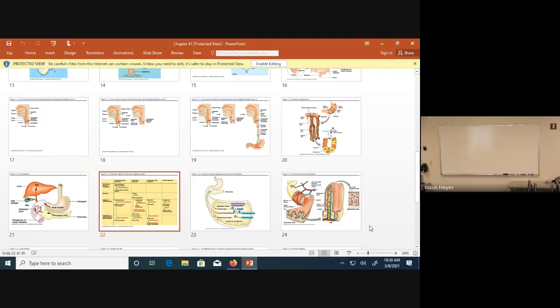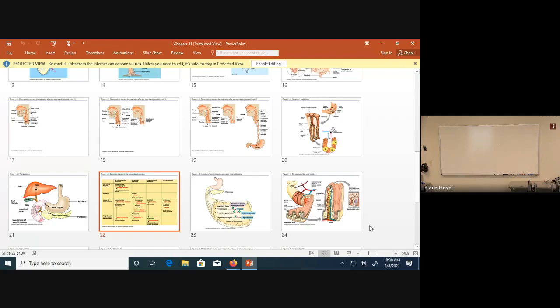Number one, what is the function of the stomach? And what is it about the shape of the stomach, its features, that allow the stomach to do that?